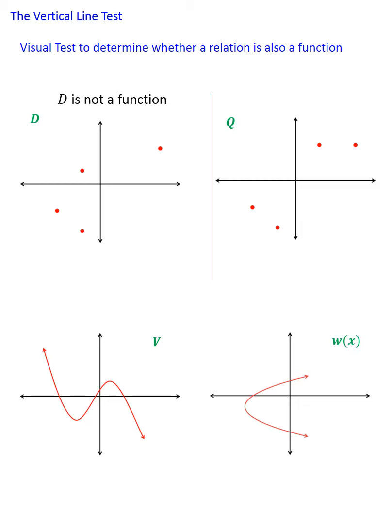Let's proceed. Let's look at Q. I'm going to run this vertical line across the graph of Q, and the question is, will it, at any given moment, will it intersect the graph twice?